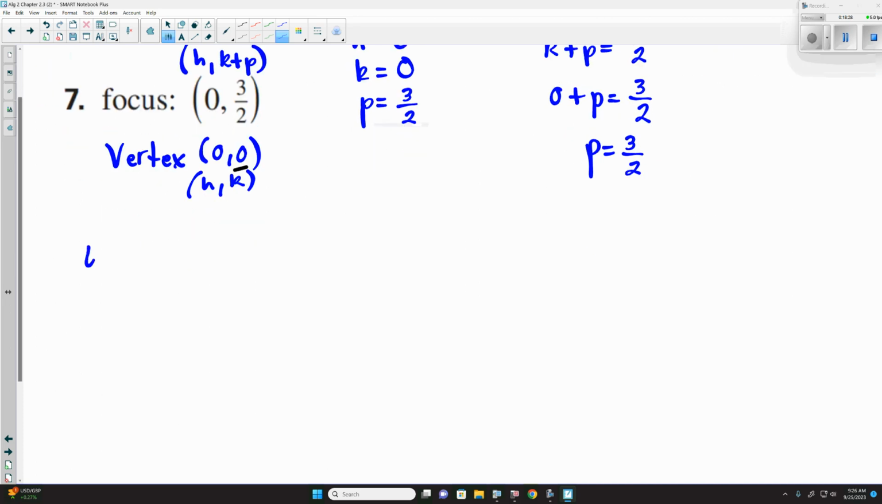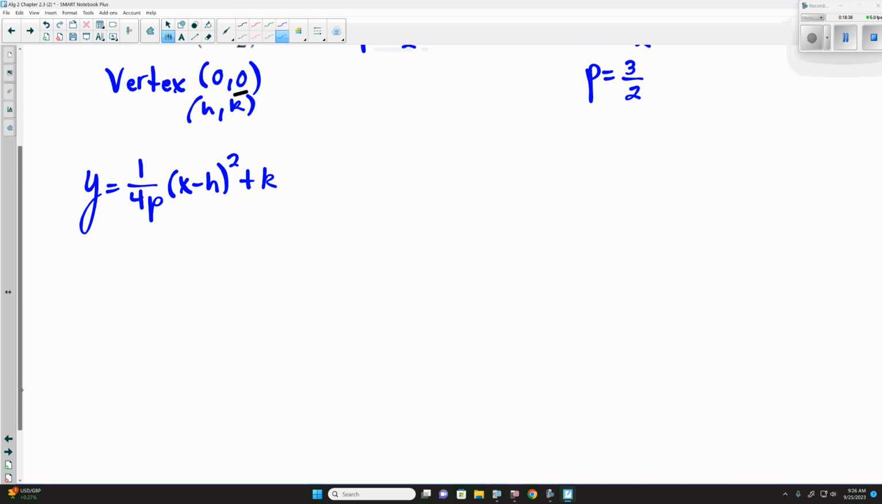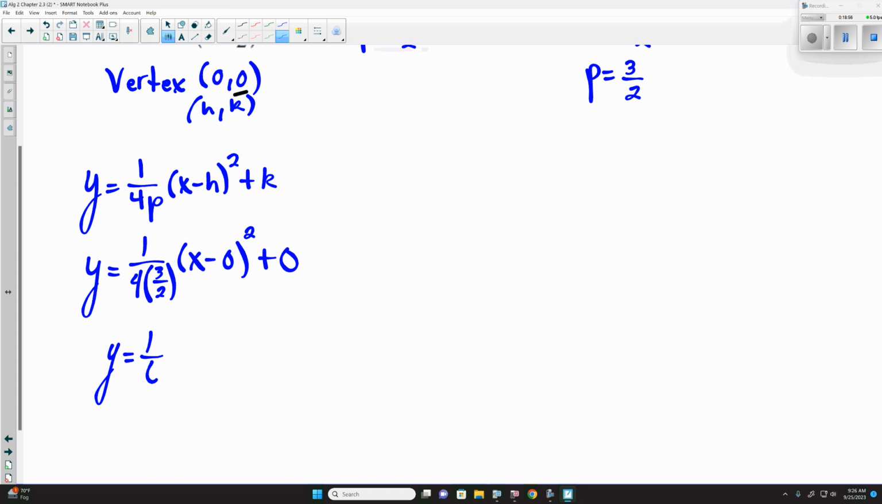Now it also did tell us the equation. Is our y equal, so we have y equals 1 over 4 times 3/2 times (x minus 0) squared plus 0. Now the only thing we have left to simplify is our 1 over 4 times 3/2 is 1/6, x squared. Now if there was a number instead of 0, we would have left the parentheses as it is.